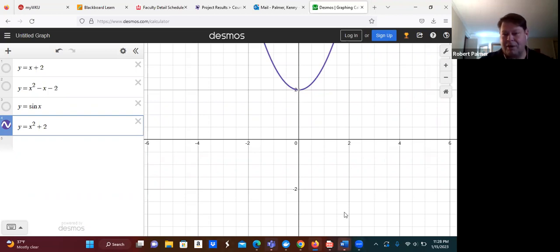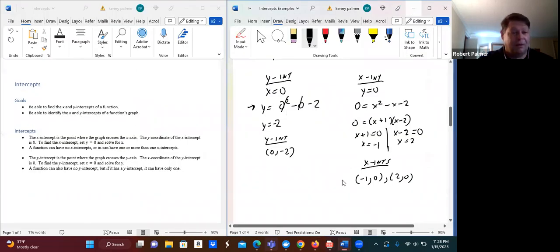So what we've learned today then is, look at our goals. We want to understand what the intercepts are, we understand how to find them, and also understand how to identify the x and y-intercepts from the graph of a function.